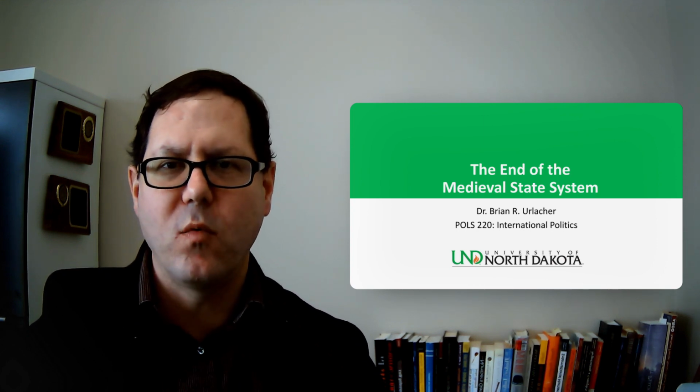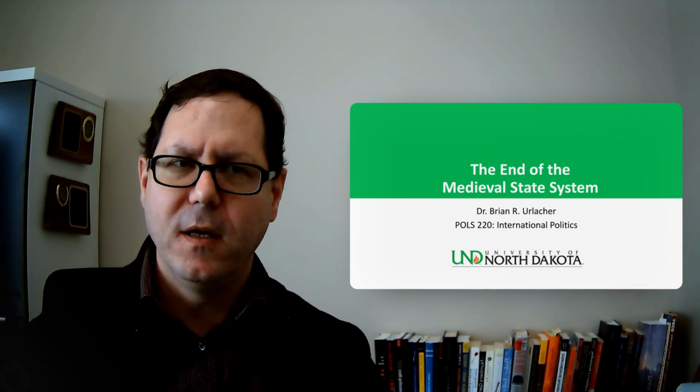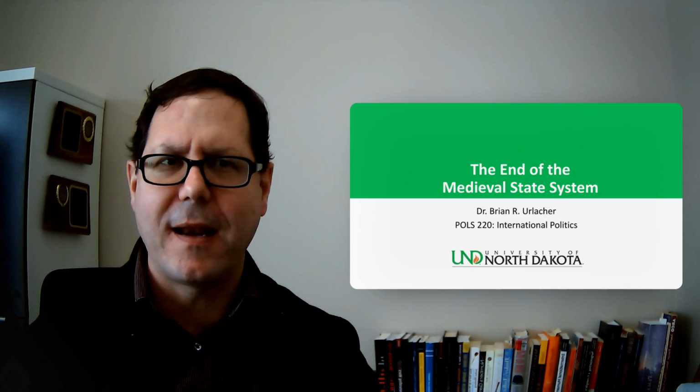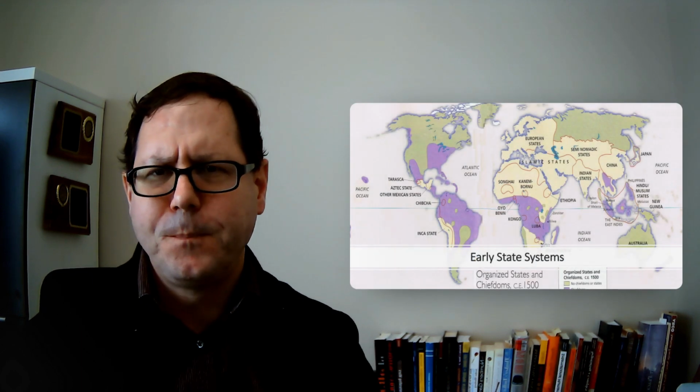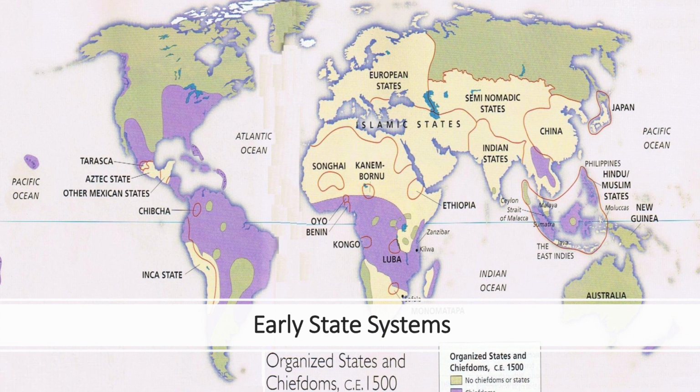operates. And so I want to begin with that moment at the end of the medieval era where we cross into the early modern state system and get a sense of what that transition looked like. So this is a map that I pulled from an anthropology textbook, and I really like this as a way of thinking about where the international system was around 1500.